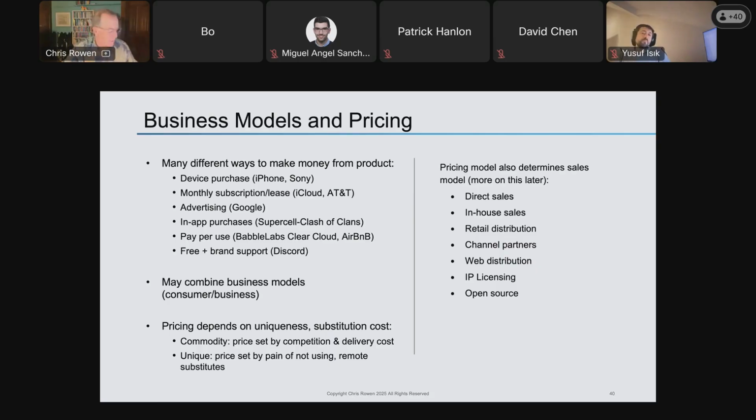And Google, of course, is the poster child for developing that model. Or their in-app purchases, you know, Clash of the Titans that you downloaded for free. And then you find out that you can't play the game well unless you actually start paying for it. Pay per use. You know, for example, Airbnb is a pay for use. You're paying by the night.